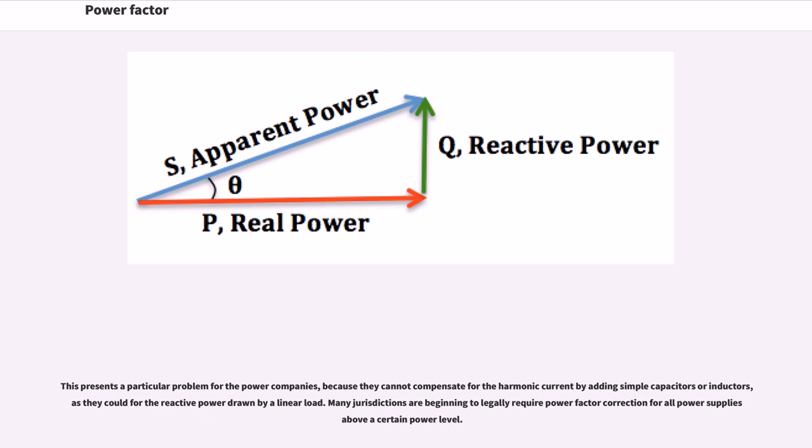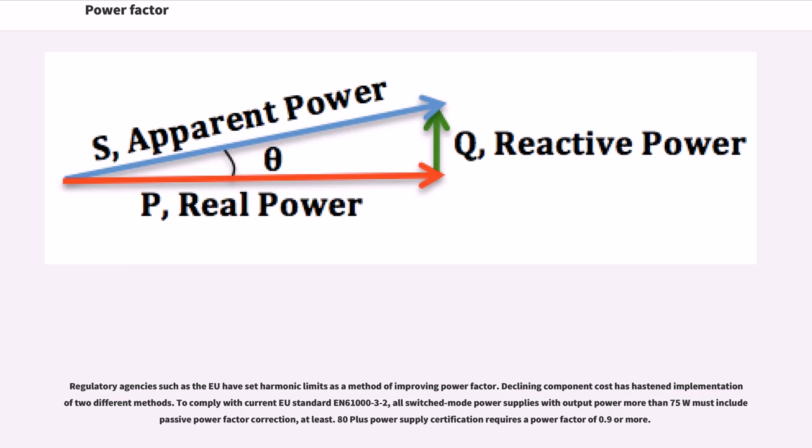Many jurisdictions are beginning to legally require power factor correction for all power supplies above a certain power level. Regulatory agencies such as the EU have set harmonic limits as a method of improving power factor. Declining component cost has hastened implementation of two different methods. To comply with current EU standard EN 61032, all switched-mode power supplies with output power more than 75 W must include a passive power factor correction, at least. 80+ power supply certification requires a power factor of 0.9 or more.